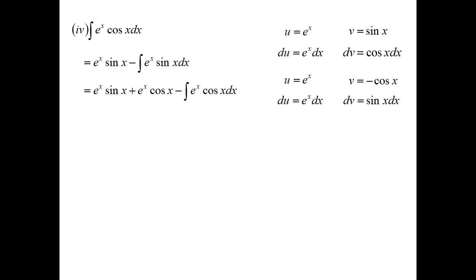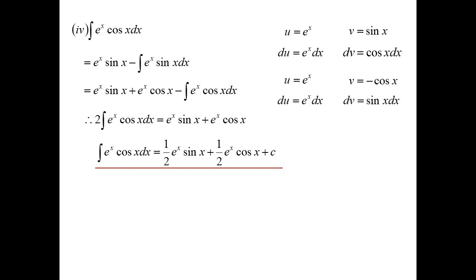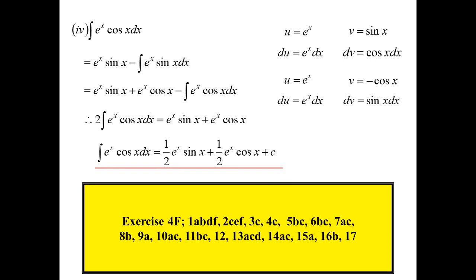But now when we look at this, we don't think of it like working out, we think of it like an equation. So I'll get that integral of e to the x cos x and move it to the other side. So 2 lots of the integral e to the x cos x is e to the x sin x plus e to the x cos x. Divide by 2, we have our answer. Okay, 4f.